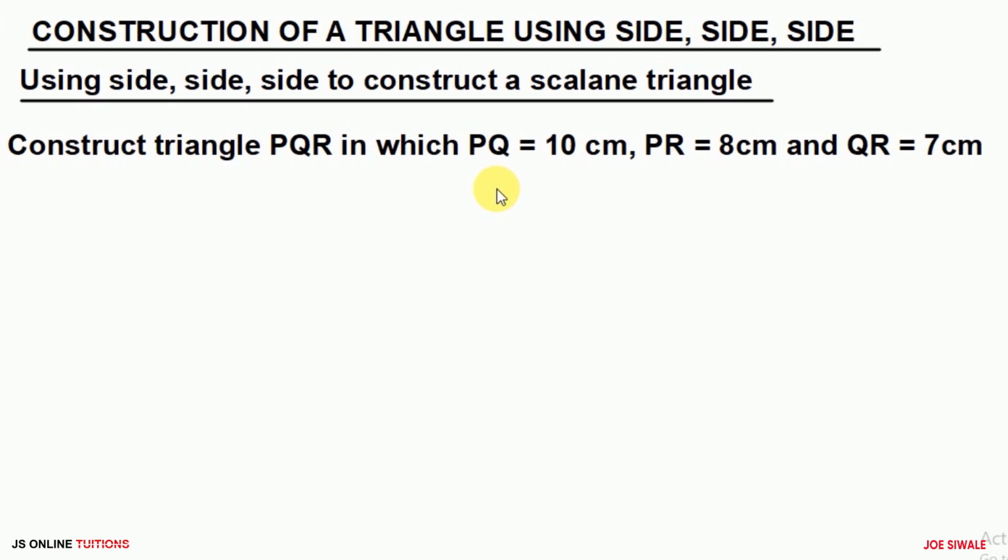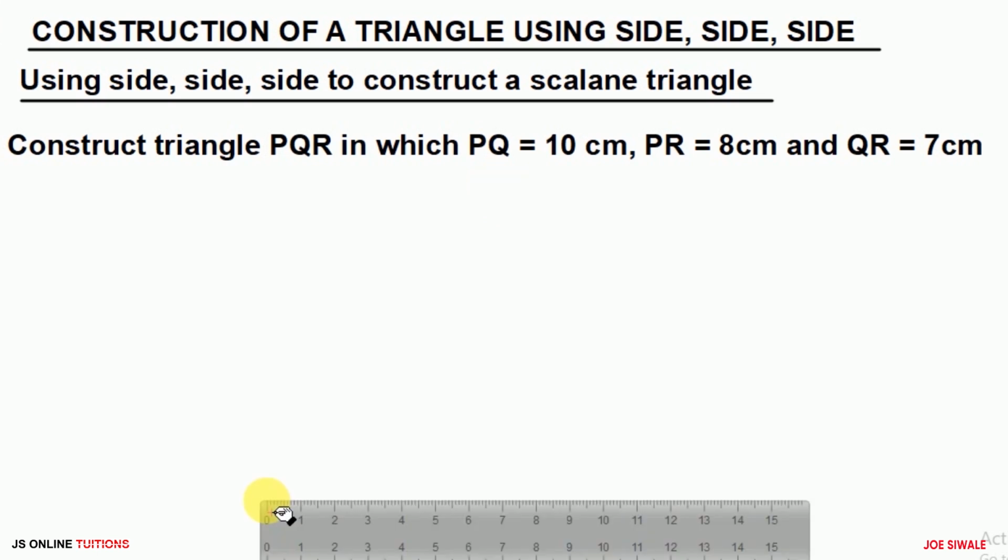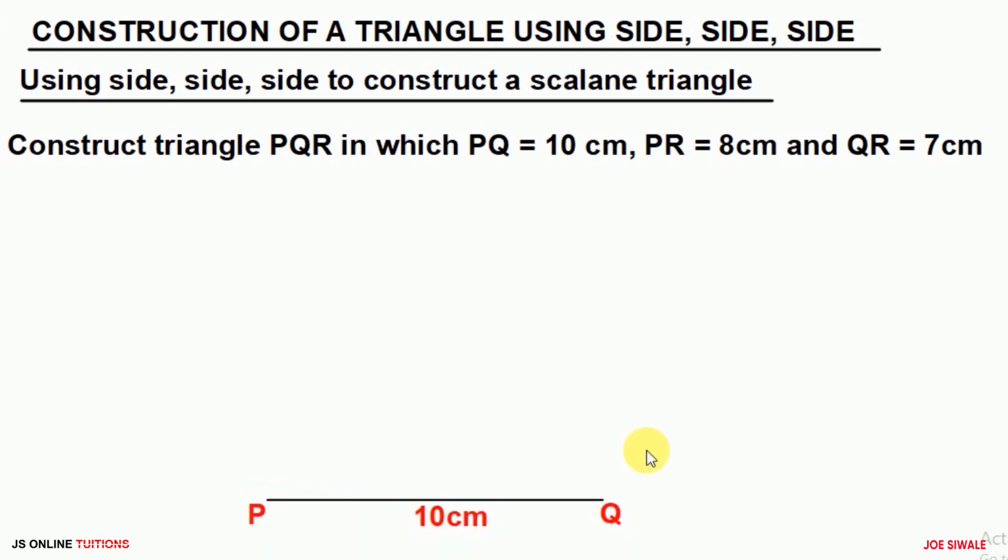So the first thing that we're going to do, we're going to measure the length of line PQ, which is 10 centimeters. So let us do that. So we'll start at 0 there, then we have our 10 there. So we have measured our length PQ as 10 centimeters.